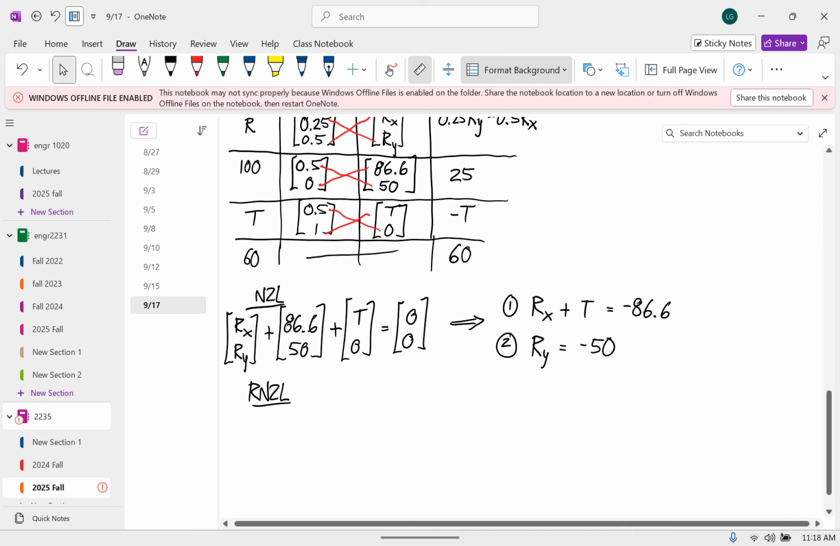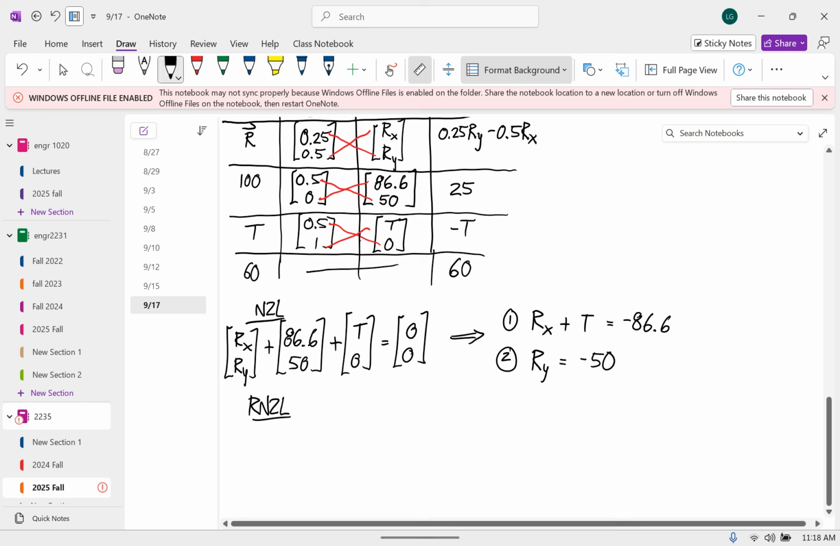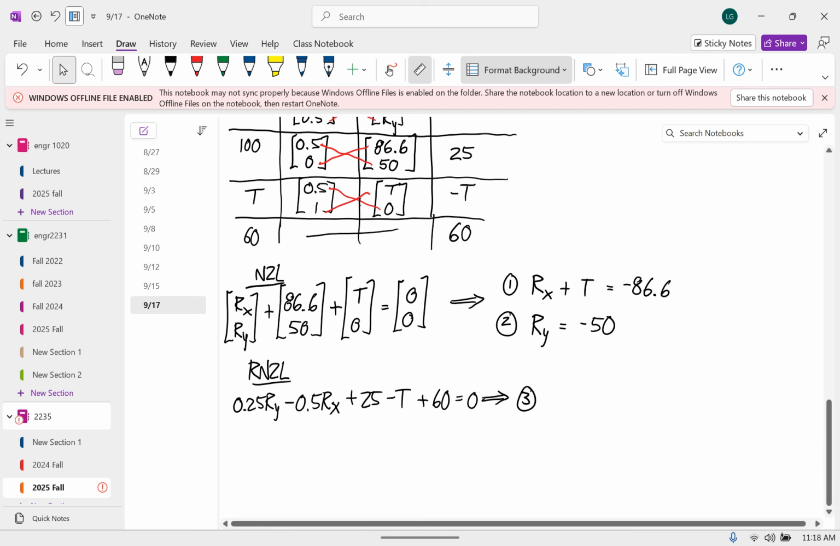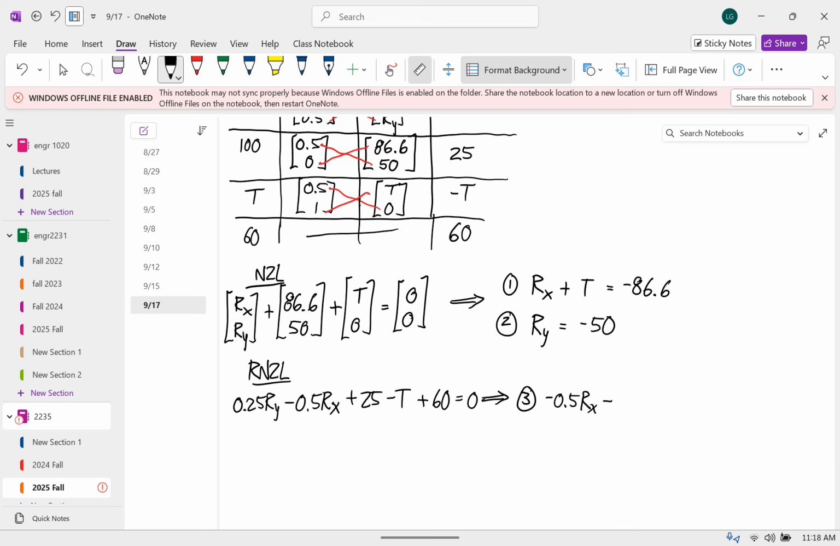And then the rotational Newton's second law says 0.25 Ry minus 0.5 Rx plus 25 minus T plus 60 is equal to 0. And so I'll clean that up for the third equation. I'll write that as negative 0.5 Rx plus 0.25 Ry minus T is equal to negative 85.